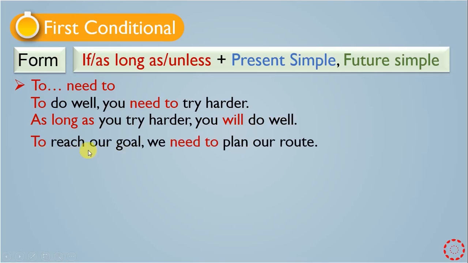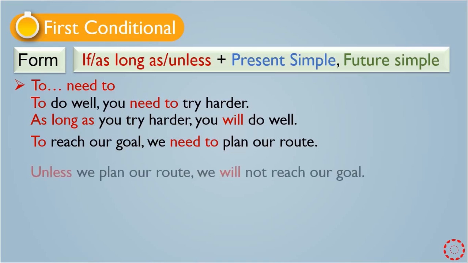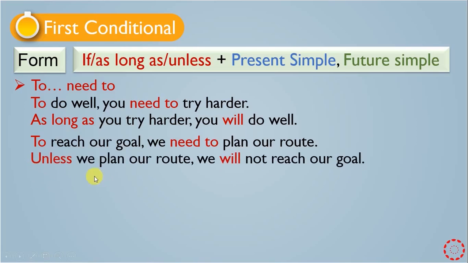Another example, to reach our goals, this is the future simple, I mean the main sentence. And then we need to plan our route. This is the conditional statement. When we change need to, or to, to unless, we say unless we plan our route, this is present simple, and this one is future simple: we will not reach our goals.